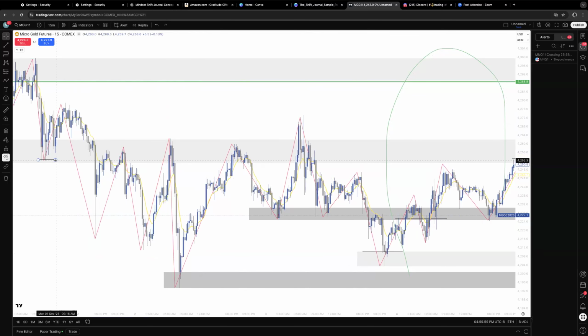You can even come up here, come down. You can say, okay, you know what? I want to enter somewhere in one of these swings. You can do the same thing. Just have your swing marked off, enter. As long as it's respecting structure, you can always get in and get a good, nice little trade.